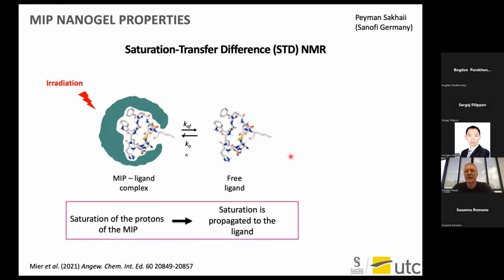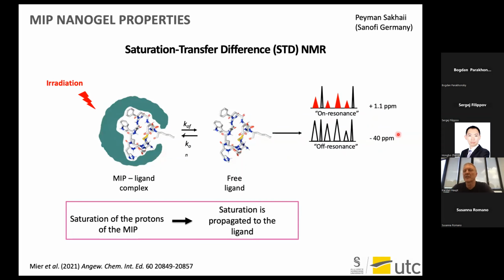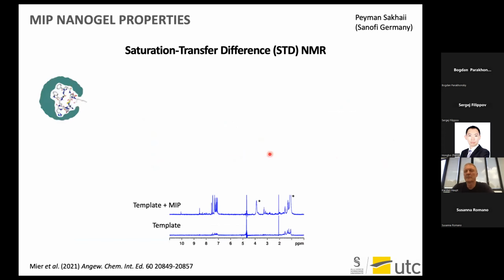So, yeah, this is done first at the frequency where we have a resonance, so where the polymer absorbs, and then we do it again at the frequency where nothing absorbs. And we have to avoid any frequency where the peptide absorbs, of course, because we only want to see the peptide saturation by the transfer from the polymer. And then we do the difference spectrum, and this will be our STD NMR spectrum.